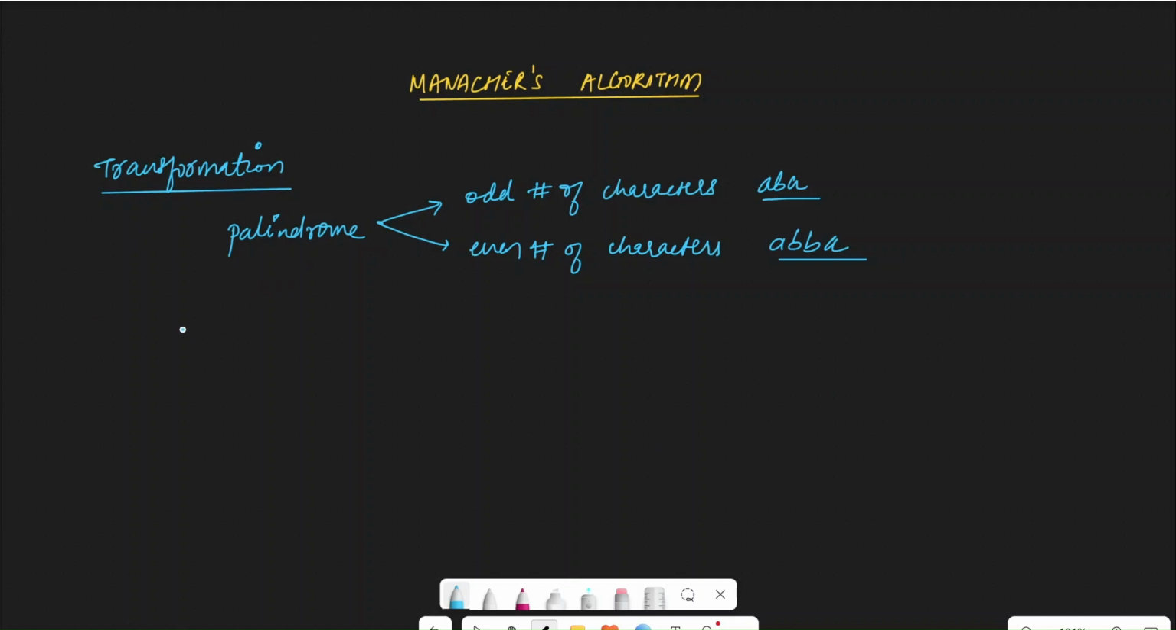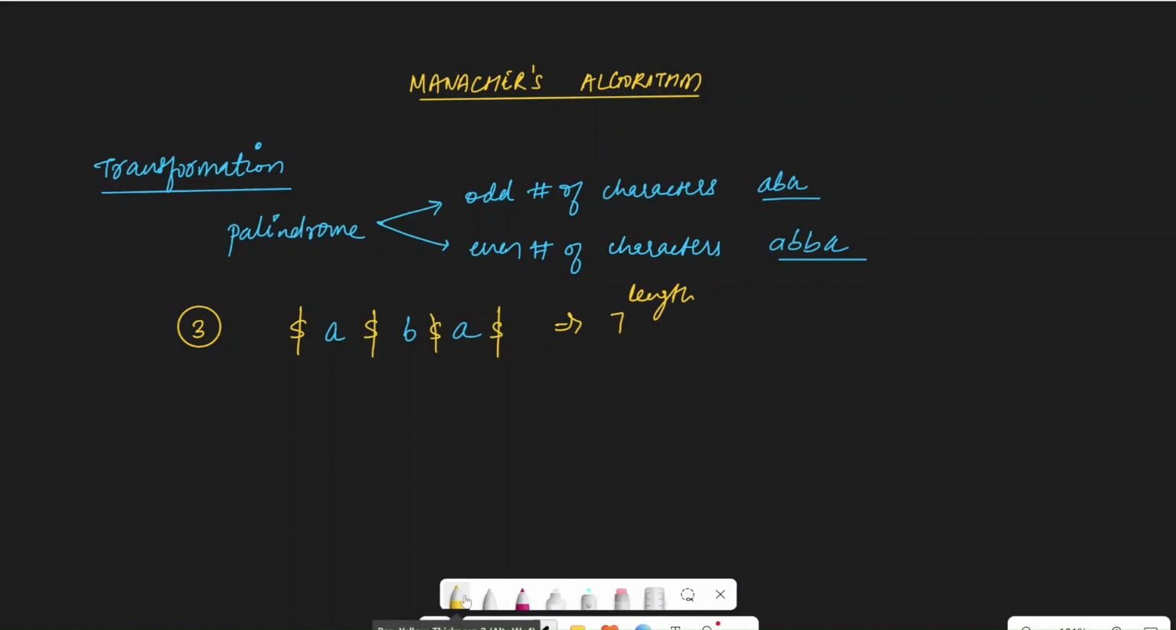So for transformation, this is the easiest step. All we have to do is add a character before and after each character. So our S is ABA. What Manacher's algorithm suggests is we add either a hash or a dollar sign. So I'm going to add a dollar sign before and after each character. Now if you count the length of the string, it is 1, 2, 3, 4, 5, 6, 7. So we have converted it from length 3 originally to length 7.